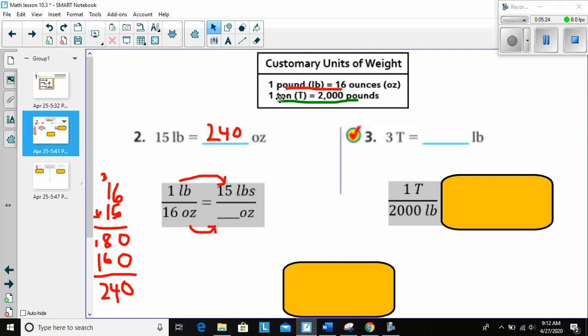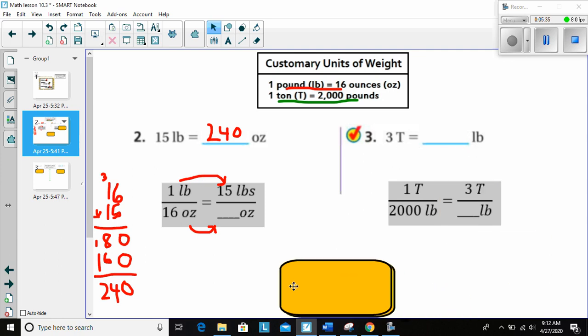And I just got that from right here. 1 ton equals 2,000 pounds. Yes? And then we set it equal to this problem, 2 tons and blank pounds, and you want it to look like this, right? So the tons are across from each other, and I got 3 from the problem. And then the pounds are across from each other, and then this one is blank from the problem.